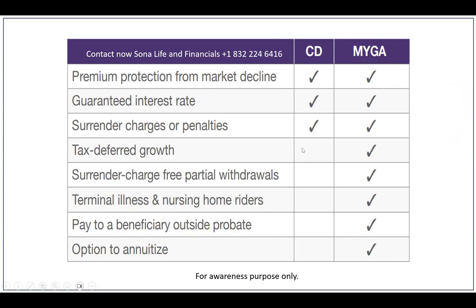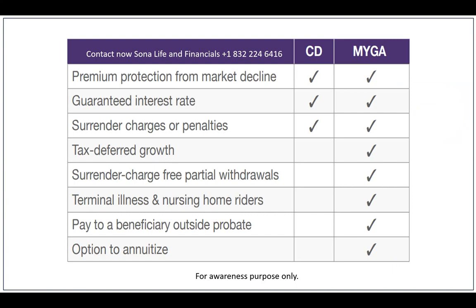In CDs you get a 1099 every year for whatever interest you earn on your CDs, right? While with MYGA, you don't need to pay tax on the interest earned every year. So when your MYGA matures, meaning the number of years are ended, let's say 2 years, 5 years, 3 years, 7 years, whatever, until the end of that you don't need to pay tax on the interest earned. So you earn interest on that saved tax money, right?